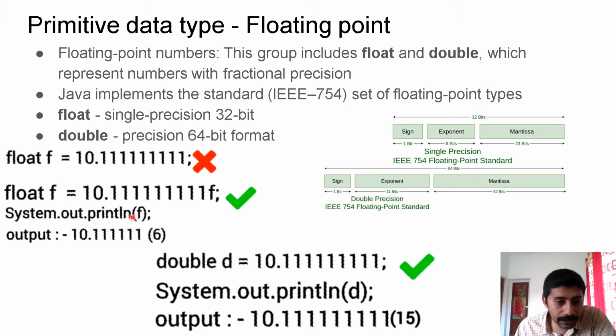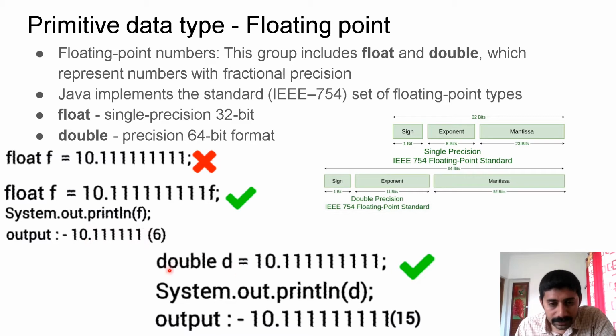And if I try to print, in the output I can get only 6 values after the decimal point. That means your float has single precision, so it can support only 6 numbers after the decimal point. Only that much is the accuracy of a float.